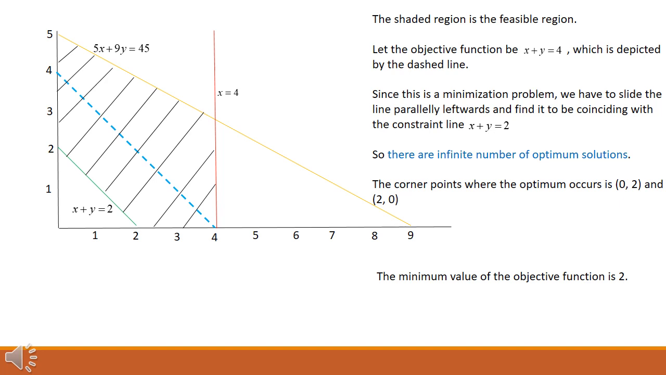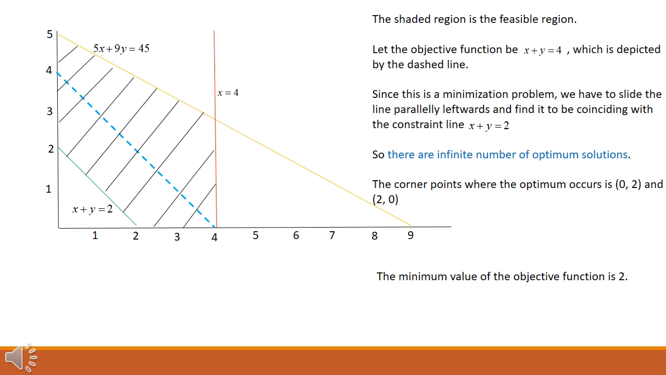So when x equal to 0, y equal to 4, and when y equal to 0, x equal to 4. So this is how we get the intercepts and plot the objective function, which is shown by the blue dashed line. Now mind that this is a minimization problem, that is we intend to minimize the objective function. So we slide the objective function line leftwards and find that minimum is reached when it coincides with the constraint line x plus y equal to 2.